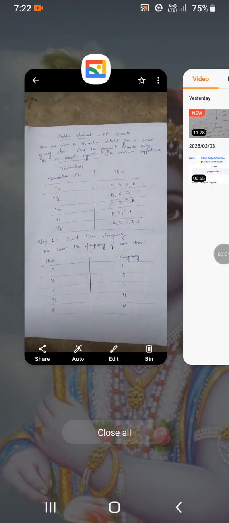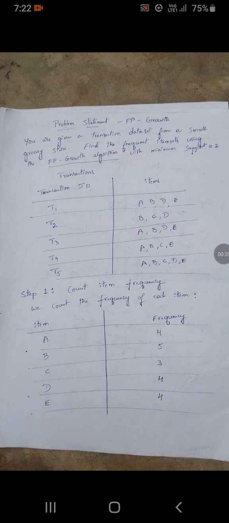Today we are going to discuss the FP growth, the frequent pattern growth. It is a very useful algorithm, and it is useful for research purposes also. And we are identifying here the given problem statement, which is helpful to understand the FP growth algorithm.